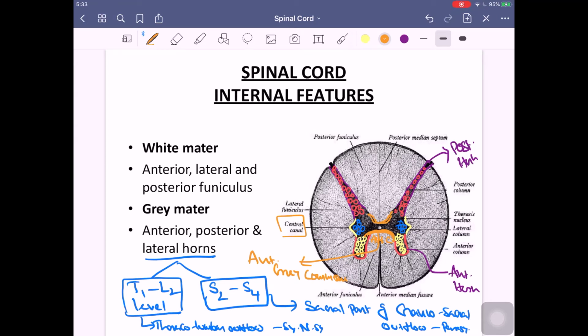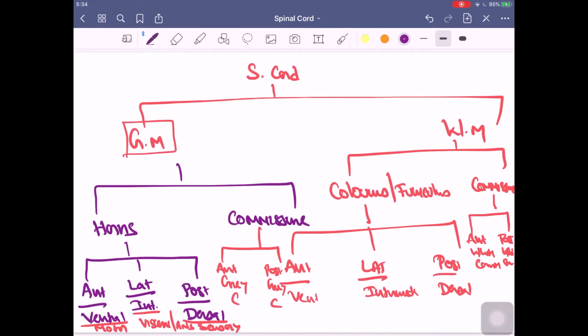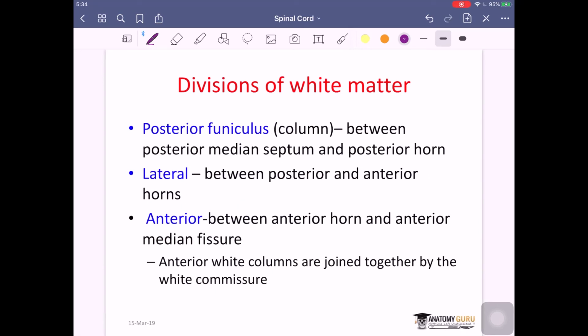Similarly at the back, you will have the two posterior horns connected to each other via your posterior gray commissure. This one is your posterior gray commissure, and it is located between your central canal in front and your posterior white commissure at the back. Through the commissure, your right posterior horn will communicate with the left posterior horn, and via the anterior gray commissure your right anterior horn will communicate with the left, and vice versa. So you have horns and commissure in the case of gray matter, and columns or funiculus and commissure in the case of white matter.